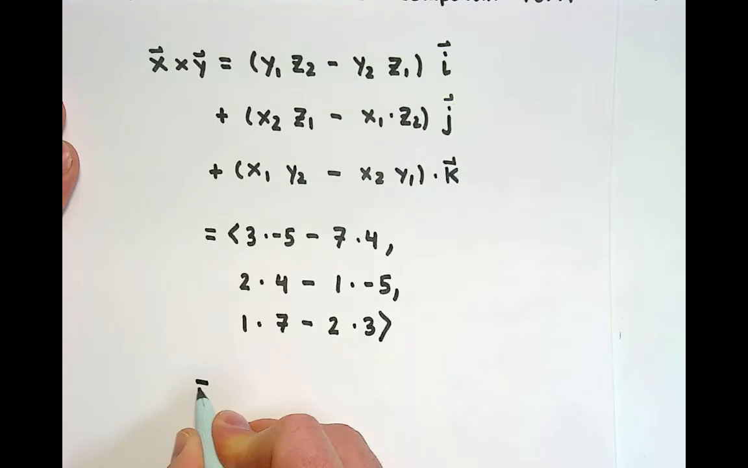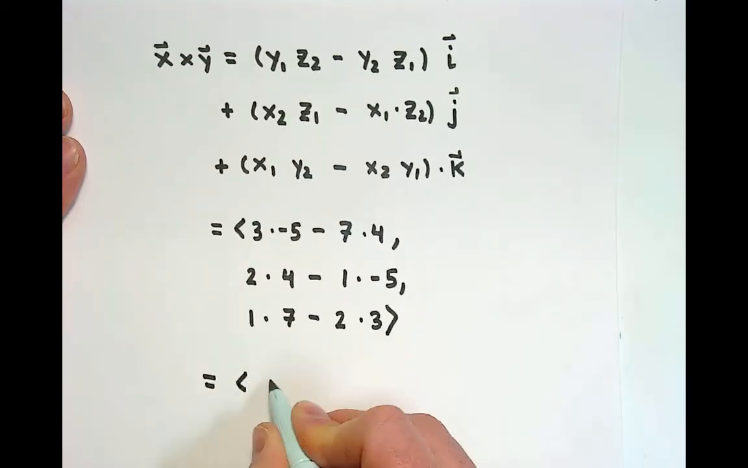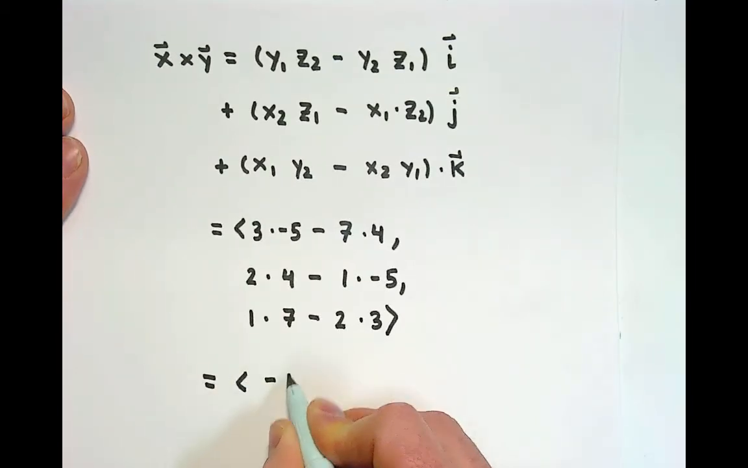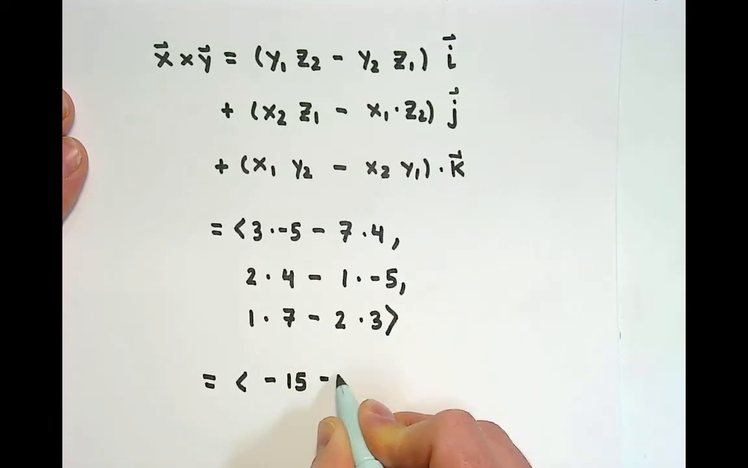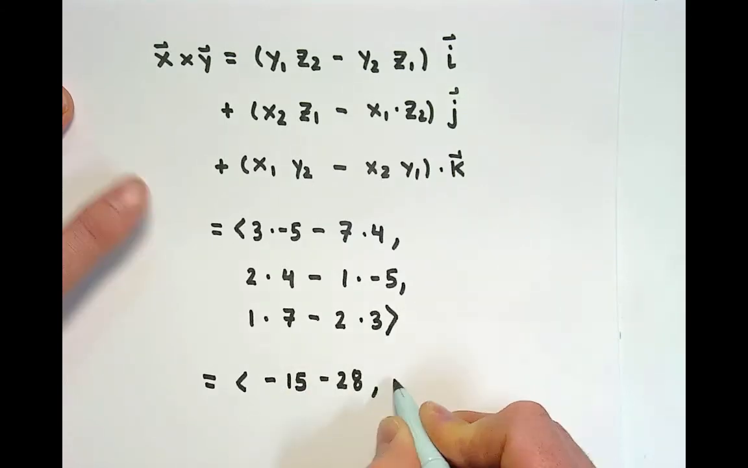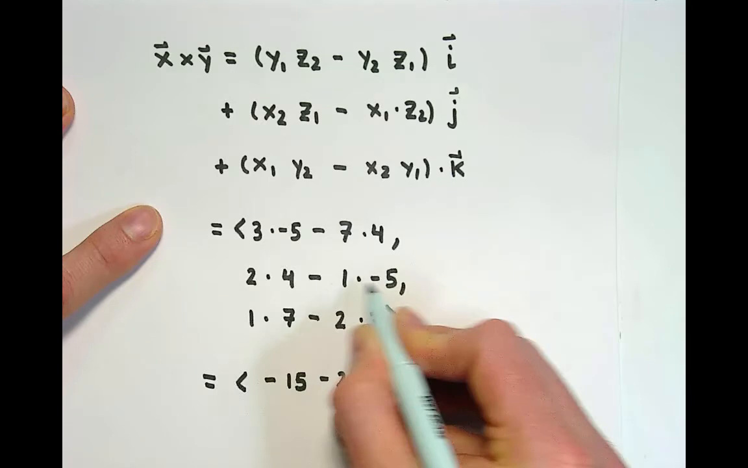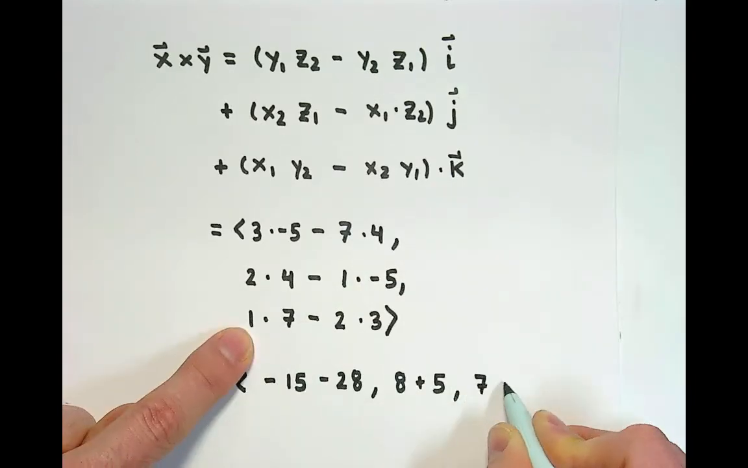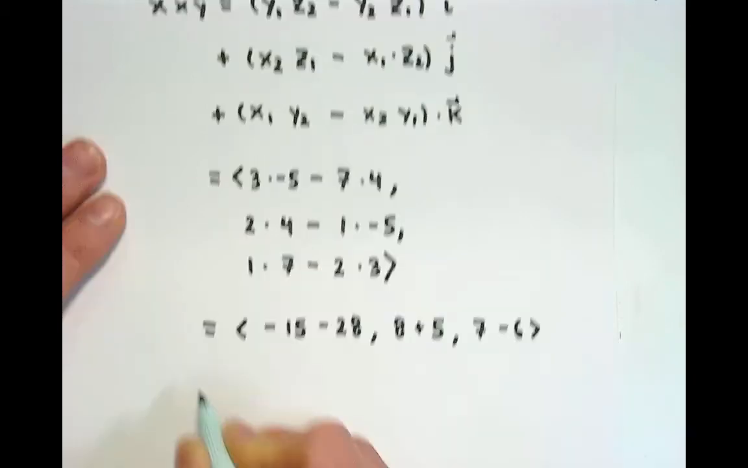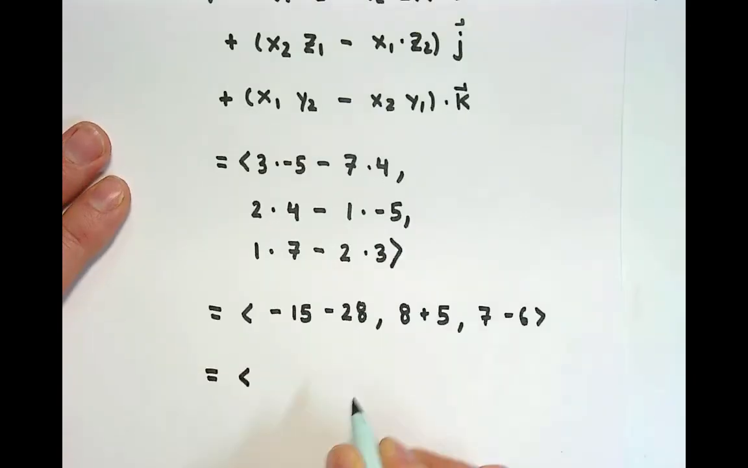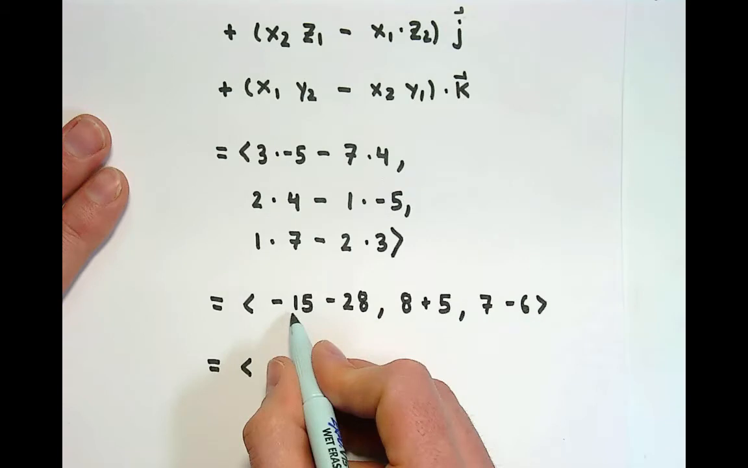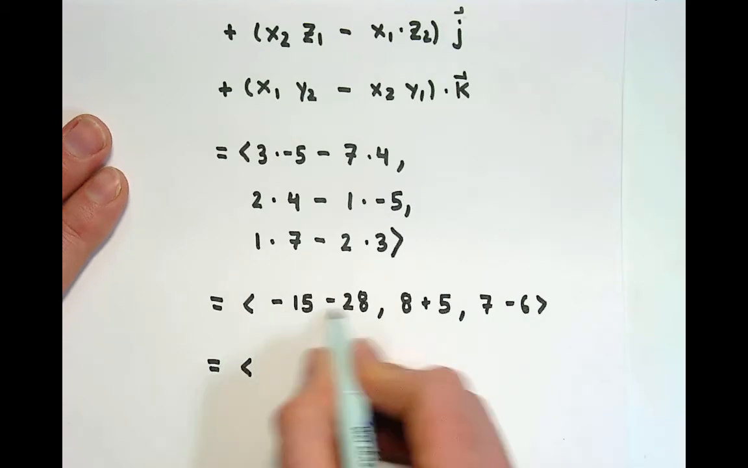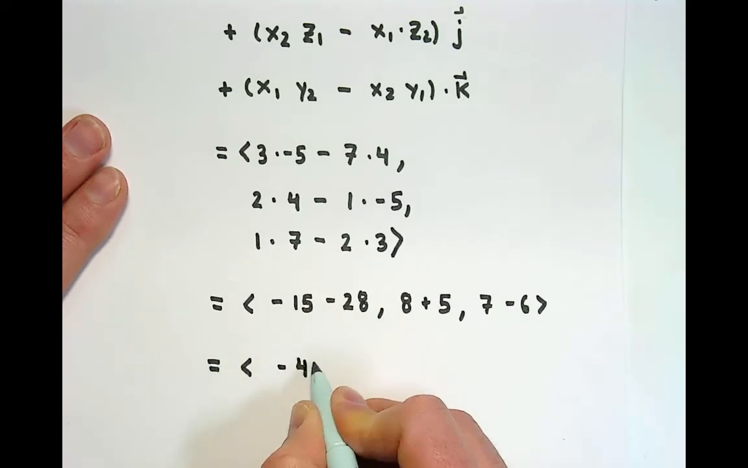And then the rest of this is stuff that hopefully we can do in our mind. So this is minus 15 minus 28. Here we have 8. Minus a minus becomes a positive, so 8 plus 5. And then, of course, this is 7 minus 6. And here we have the hardest problem we've solved so far. Minus 15 minus 28. That looks like it's going to be 43 to me.